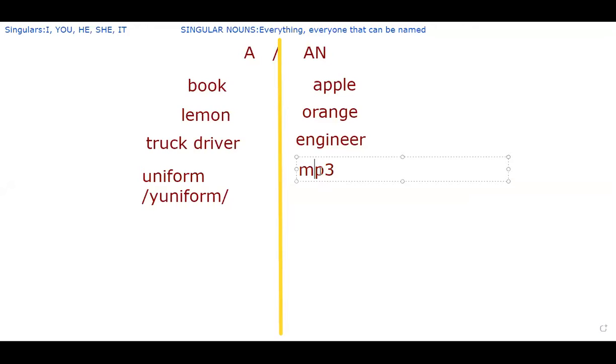Yes. Do you have questions about this? ¿Tienen preguntas acerca de esto? Yo sé que es nuevo, así que pregunten, por favor. Otro ejemplo. Another example. Okay. Otro ejemplo que empiece con vocal.